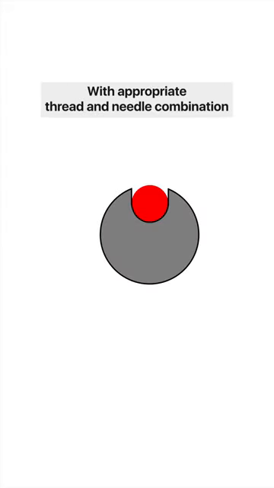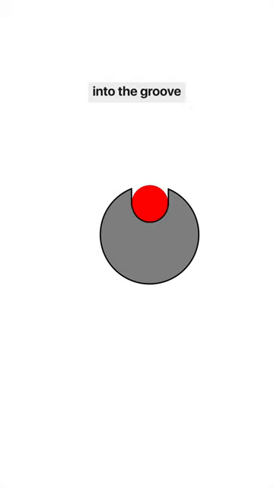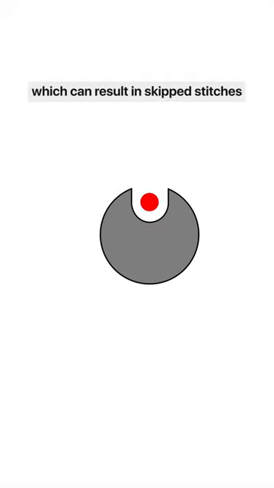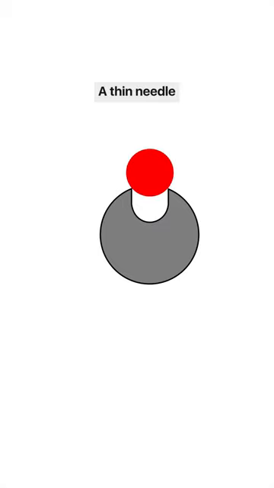With appropriate thread and needle combination, the thread lays securely into the groove, and this is the only way to get a high quality, strong seam. If the needle is too thick, the thread will be too loose, which can result in skipped stitches and thread damage. A thin needle will not cradle a thick thread, and the resulting friction against the groove edges will cause thread shredding and breakage.